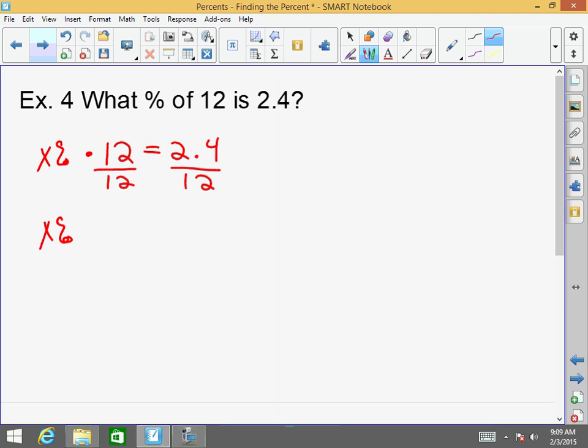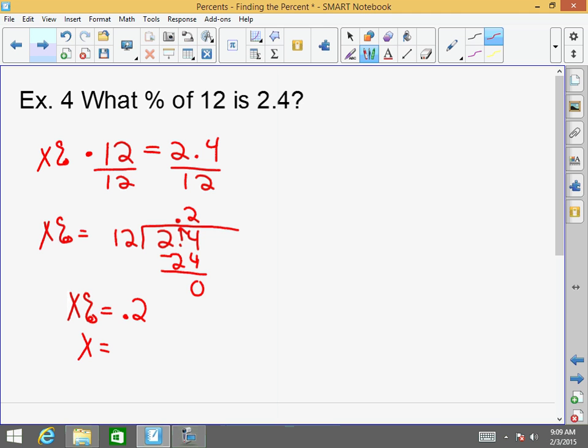X percent equals 12 on the outside, 2.4 on the inside. Bring up my decimal. 12 goes into 24 two times. So X percent, very good, my man, equals 0.2. But I need to turn it into a percent. Two places to the right. X will equal 20%.